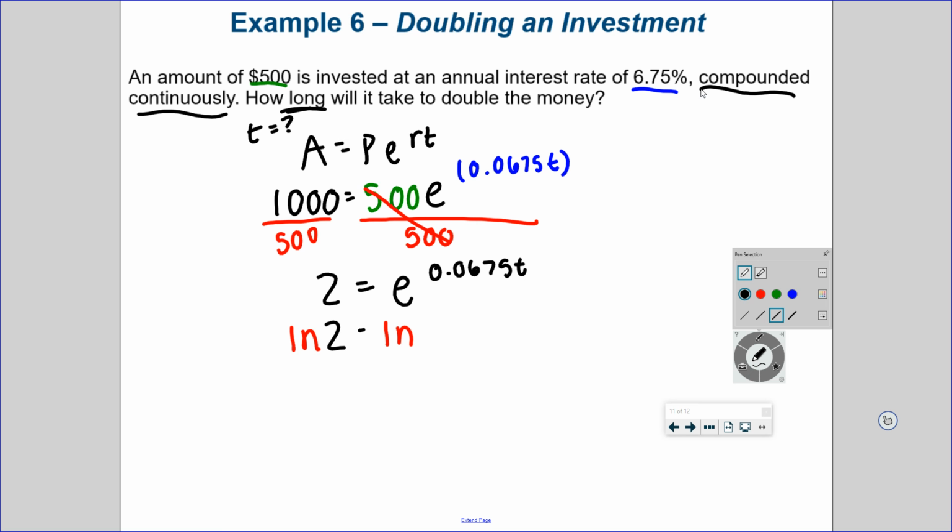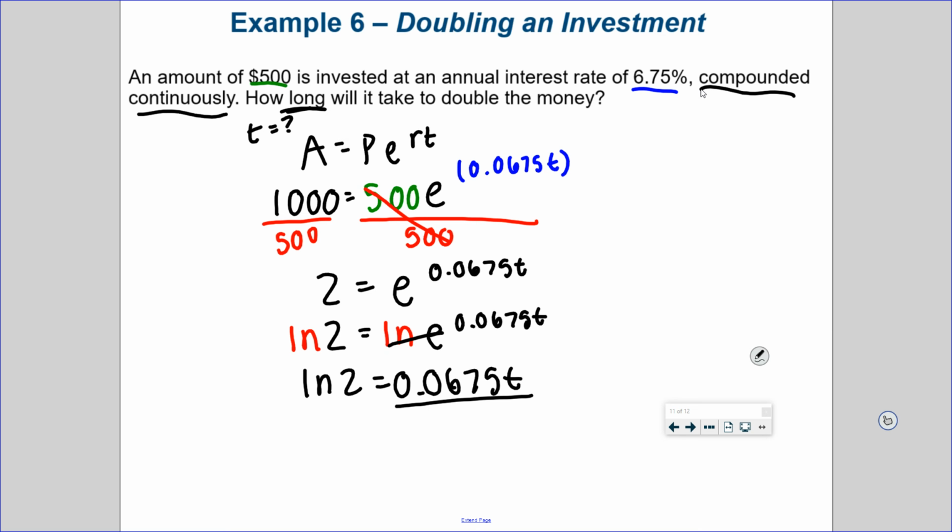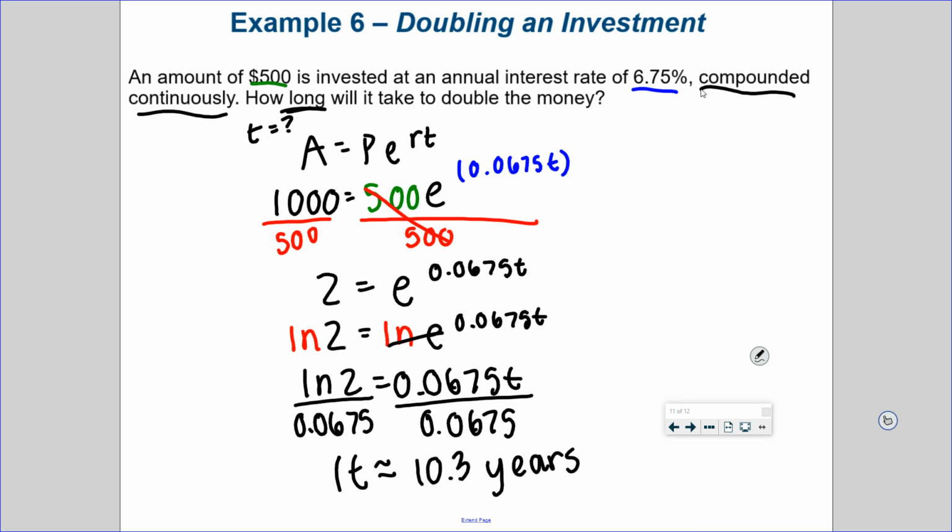This is an exponential equation, very similar to how we solved the last one. Divide both sides by 0.0675. All right, somebody give me that number. 10.3. Time is in years. Years. Crazy how that works.